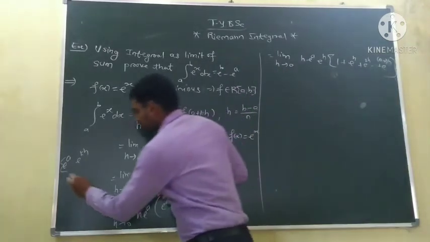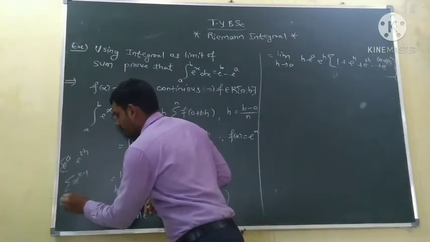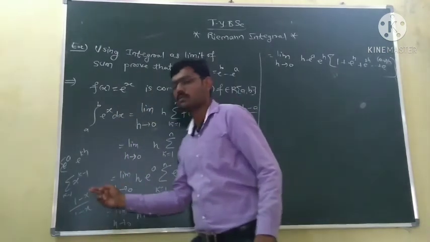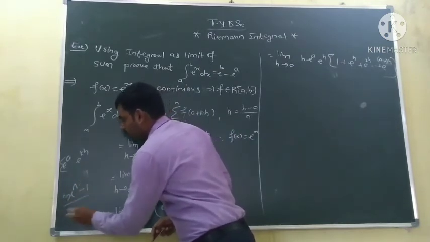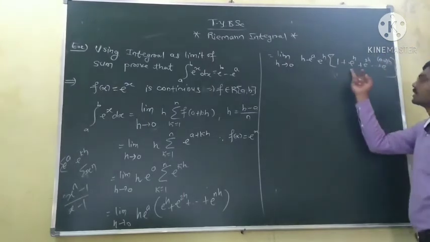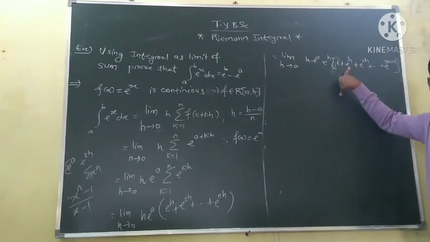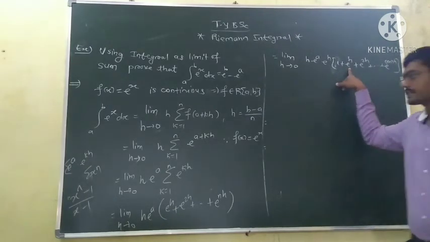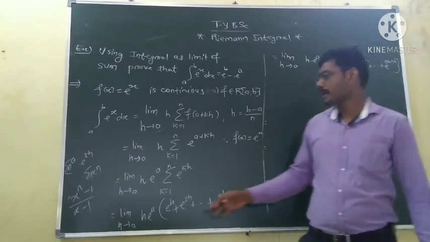And we know the formula for a geometric series: the summation of x raised to power k minus 1, k from 1 to n, is equal to (1 minus x raised to power n) upon (1 minus x), or (x raised to power n minus 1) upon (x minus 1). So here this is a geometric series with common ratio e raised to power h. We know the sum of a geometric series with common ratio x is equal to (x raised to power n minus 1) upon (x minus 1).